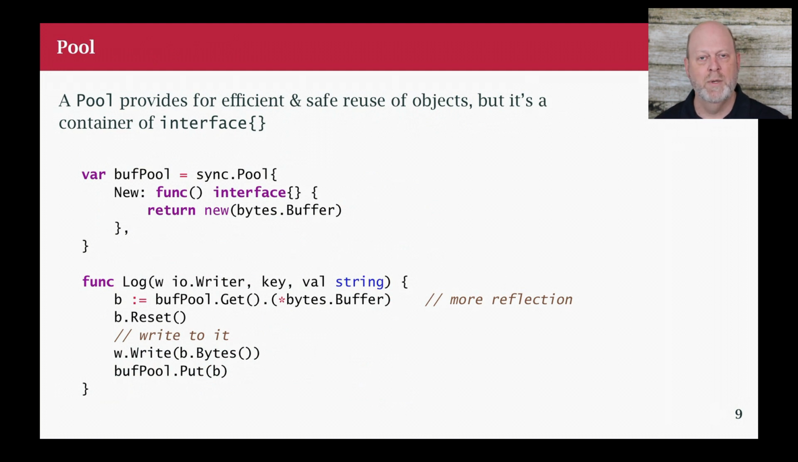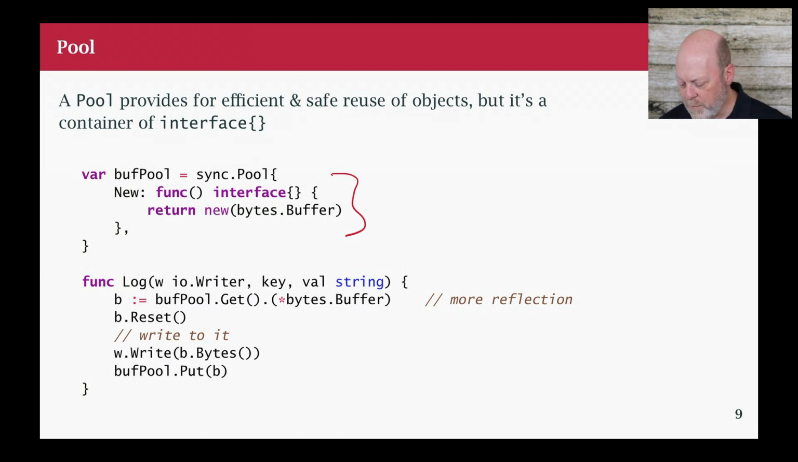Now, it does have one limitation, and the limitation is that the things that we put in the pool itself just sees them as empty interfaces. So we have to give the pool a function to create these things, whatever they are. In this case, it's a pool of bytes.buffer. So it's a bunch of byte buffers, and we can use them over and over again if we need lots of them and not have to allocate them from scratch.